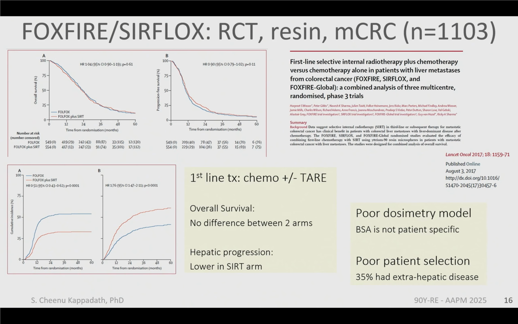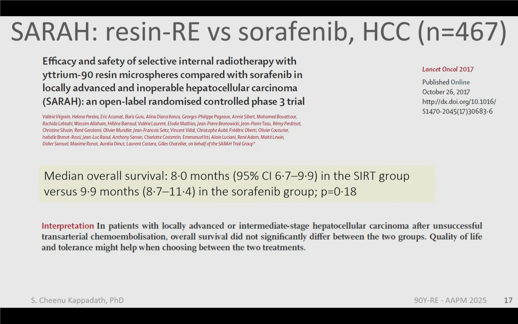A lot of these patients had extrahepatic disease. So if you're looking at OS and you're doing a local treatment, why would a local treatment really manage systemic disease, right? So those are some of the nuances we've got to keep in mind when you do a study. Then there was a SARA study.